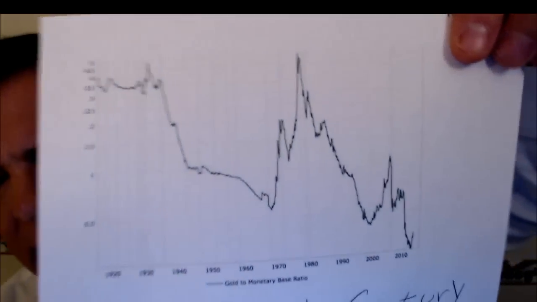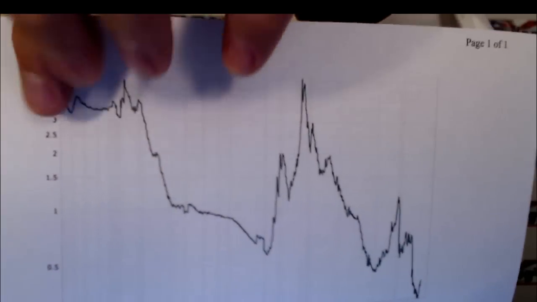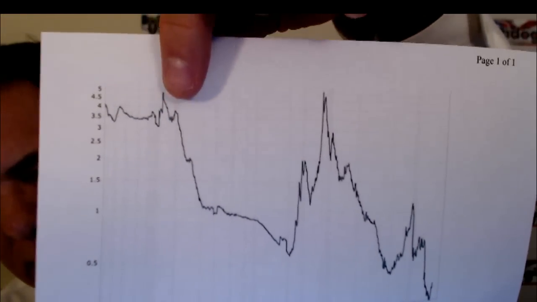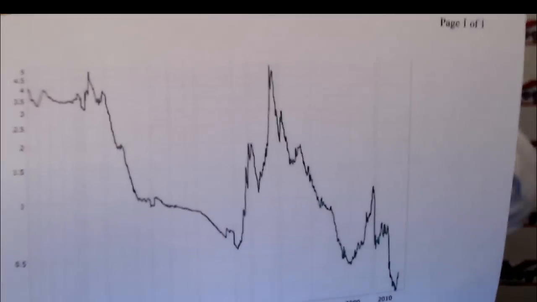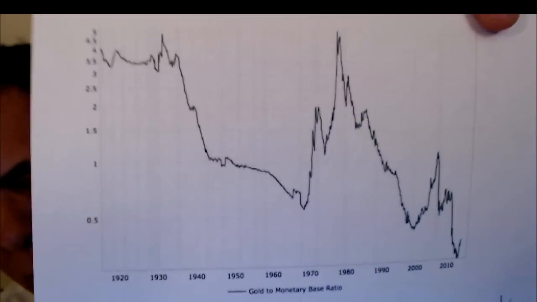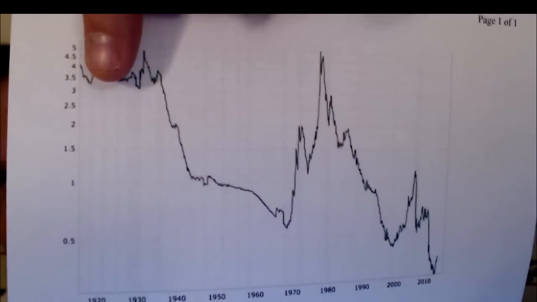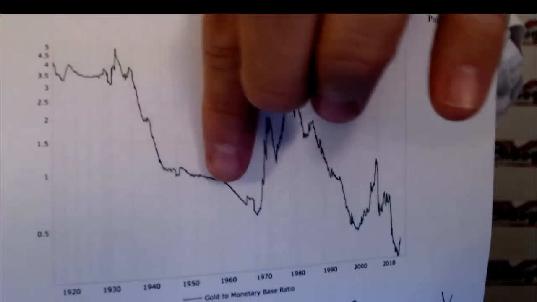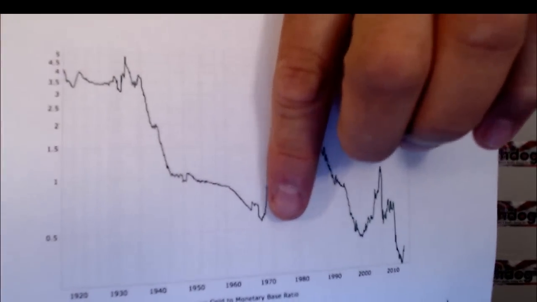I want to start with this chart that is titled "Chart of the Century." I'm just going to hold it up here. This is a chart showing gold, what the price was relative to the monetary base. So you can see the price of gold at $20.67 an ounce, and it goes all the way back to the 1920s. Okay. So gold was $20.67 an ounce, and then gold relative to the monetary base, the price of gold went down.